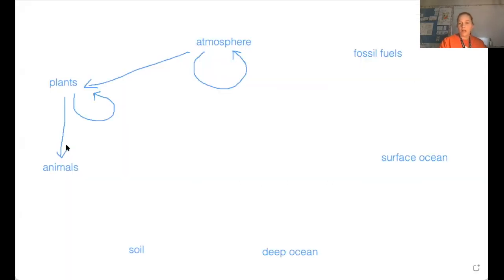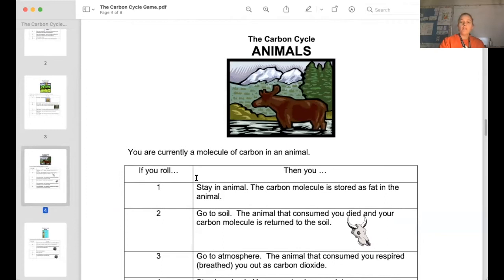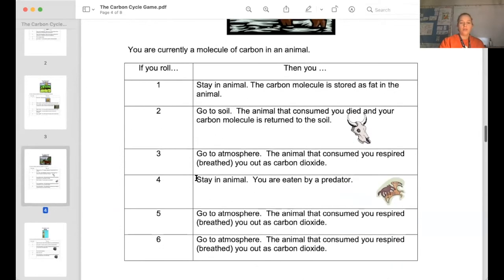And this is what my map looks like now. So now I'm on the animals page and just kind of looking through the places that I can go. Notice that there's only a couple of ways to stay in the animal. The rest of these I'm going to be released somehow.